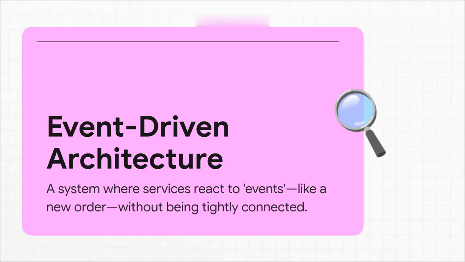Now, event sounds kind of fancy, but it's just a word for something that happened. That's it. A customer placed an order, that's an event. A payment got approved, that's another event. A photo was uploaded, yep, that's an event too. In an event-driven world, the different pieces of your system don't talk directly to each other. Instead, one piece just announces, hey, this thing happened, and other services can choose to react to it. They're what we call decoupled.